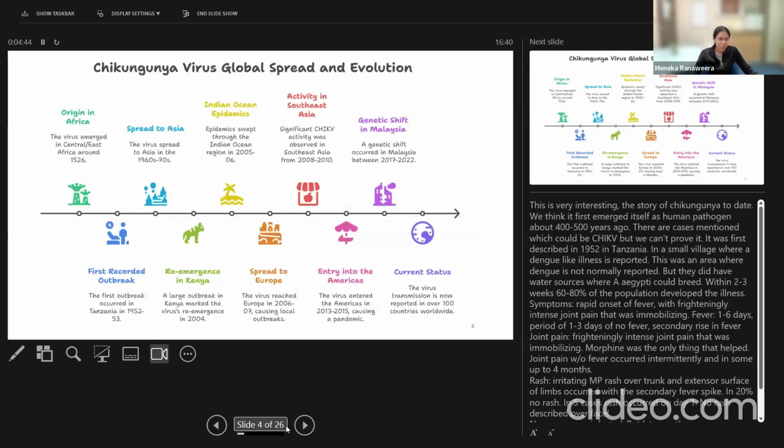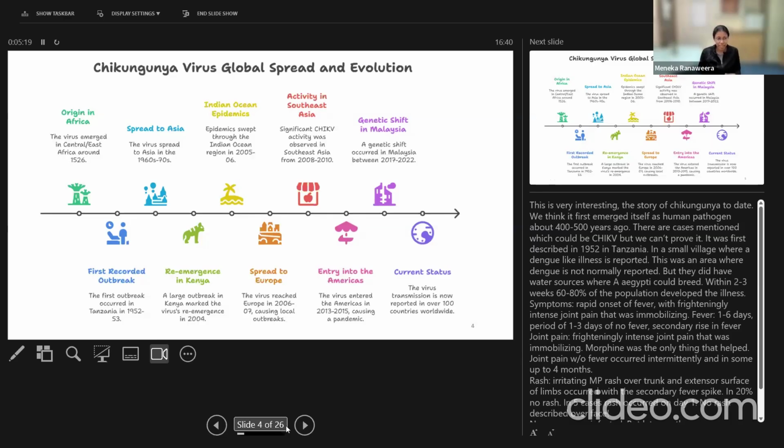Okay, let's now focus a bit on this interesting story of chikungunya, how it has spread over the years. We think that the virus emerged as a human pathogen around 400 to 500 years ago. There have been cases described which could be chikungunya, but we can't quite prove it. But it was first described in 1952 in Tanzania, which is quite an interesting story.